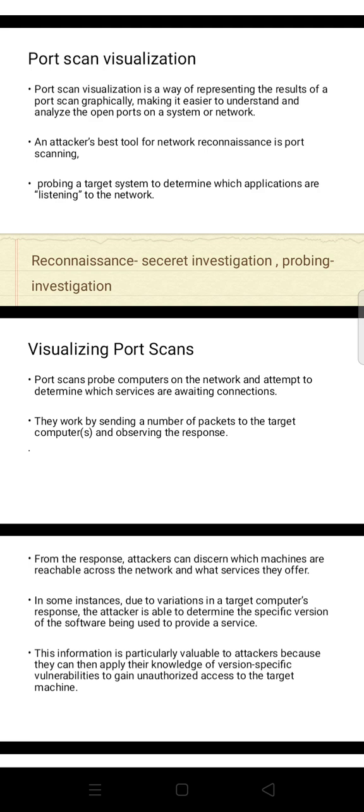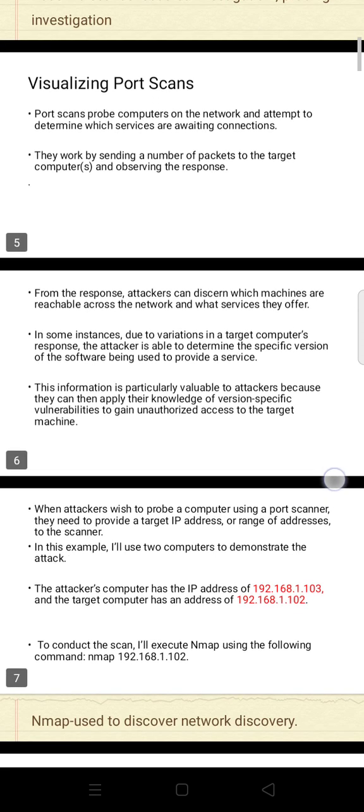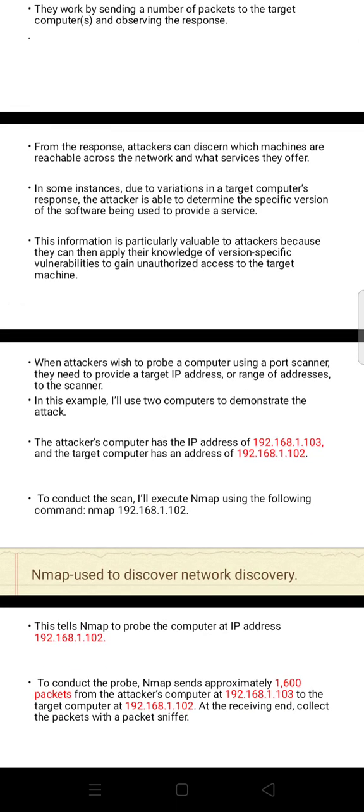Reconnaissance means secret investigation or probing investigation. So the attacker uses port scanning as a tool for this purpose, probing a target system in order to determine which applications are listening to the network. Port scans probe computers on the network and attempt to determine which services are waiting for connections. This works by sending a number of packets to the target computers and observing the response. From that response, the attackers can discern which machines are reachable across the network and what services they offer.